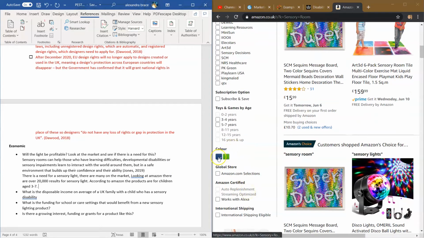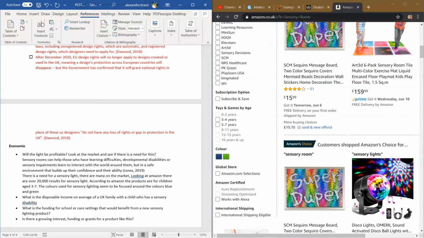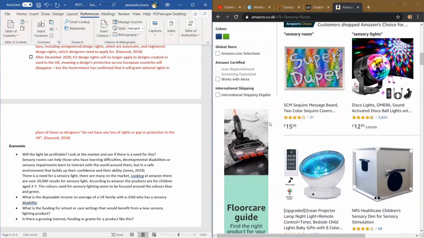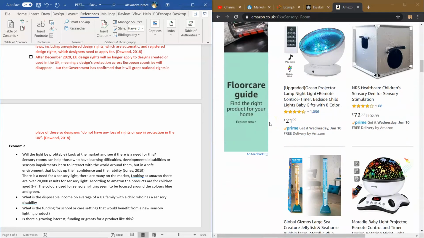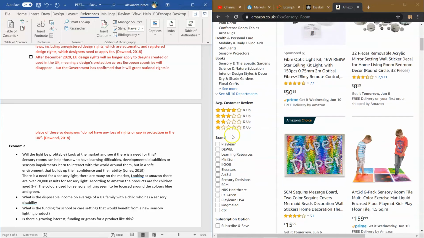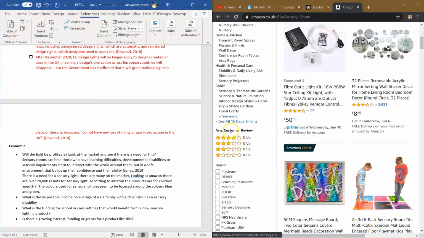The colours that they use are generally blue and green, so that might lead me onto some more research into colour theory, like why are blue and green the main colours? They've also got some other things, like works with Alexa, so I might want to consider that when I'm looking at technology. And I've also got a range of different brands, and I've got the reviews, so I might want to look at the high reviews. I might also want to look at the lower reviews to see what's actually wrong with them.